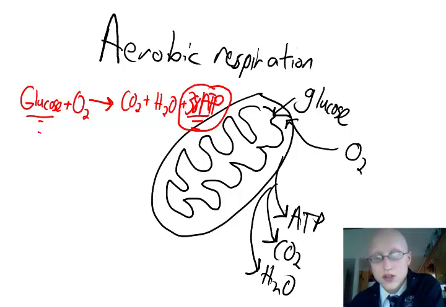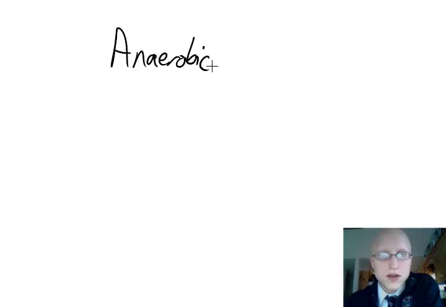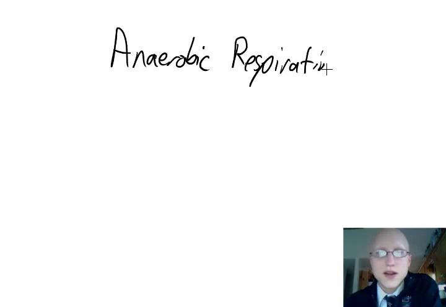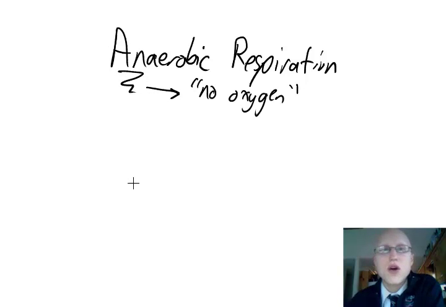Let's compare or contrast that actually with anaerobic respiration. It's a little different than the aerobic respiration we just looked at. It does not use oxygen. No oxygen. And a trick for that is the prefix "an" means no or not. So anaerobic means without oxygen. Aerobic means oxygen. "An" means not.